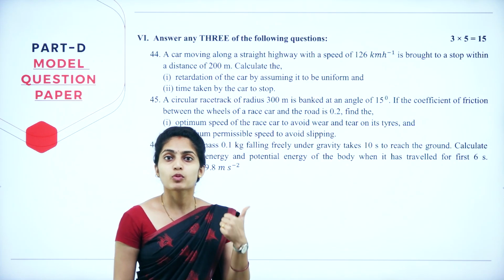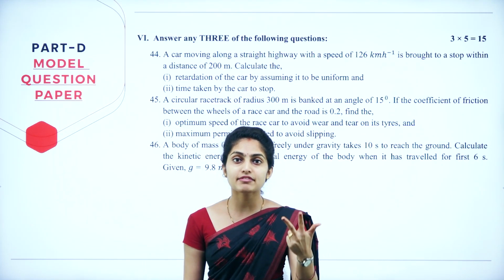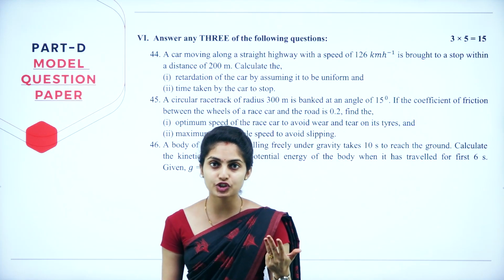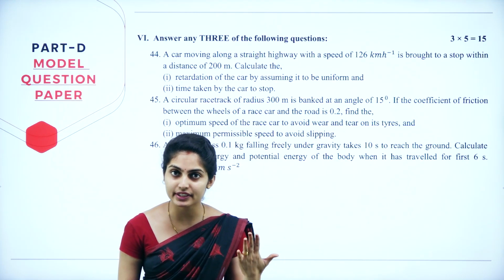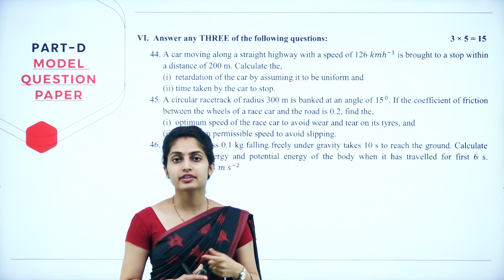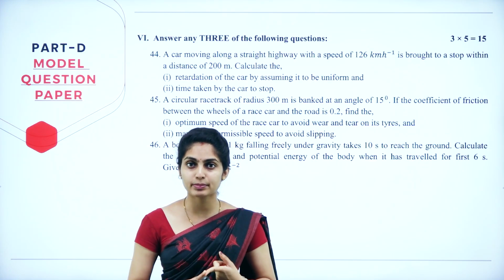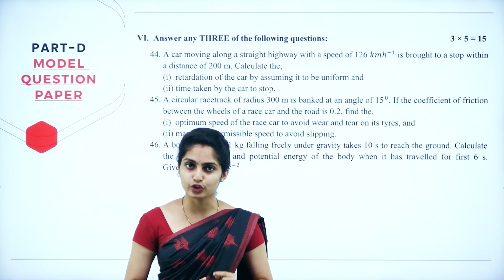It will be motion in a straight line, laws of motion, gravitation, work energy power, system of particles and rotational motion, thermal properties of matter, and lastly waves. So from these 7 chapters you have 1 numerical each.